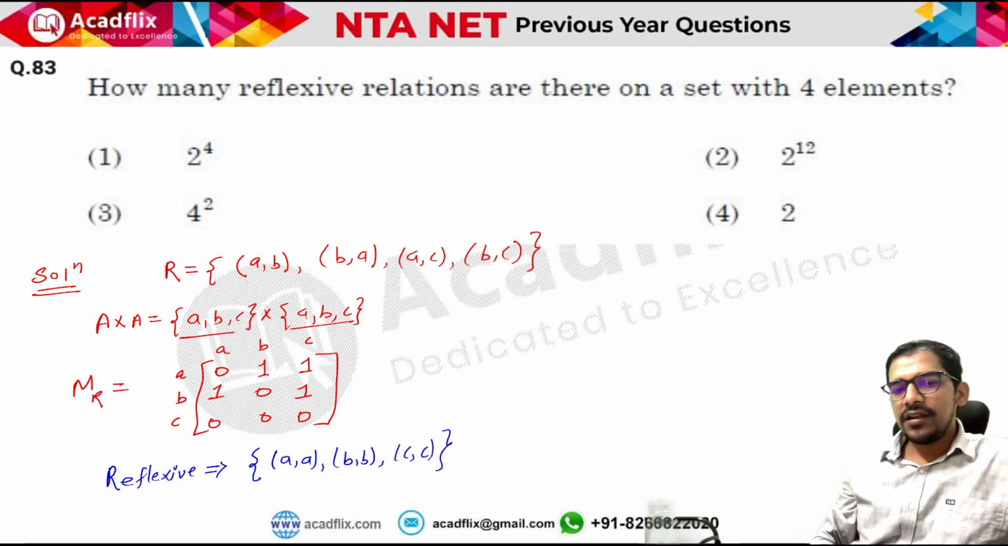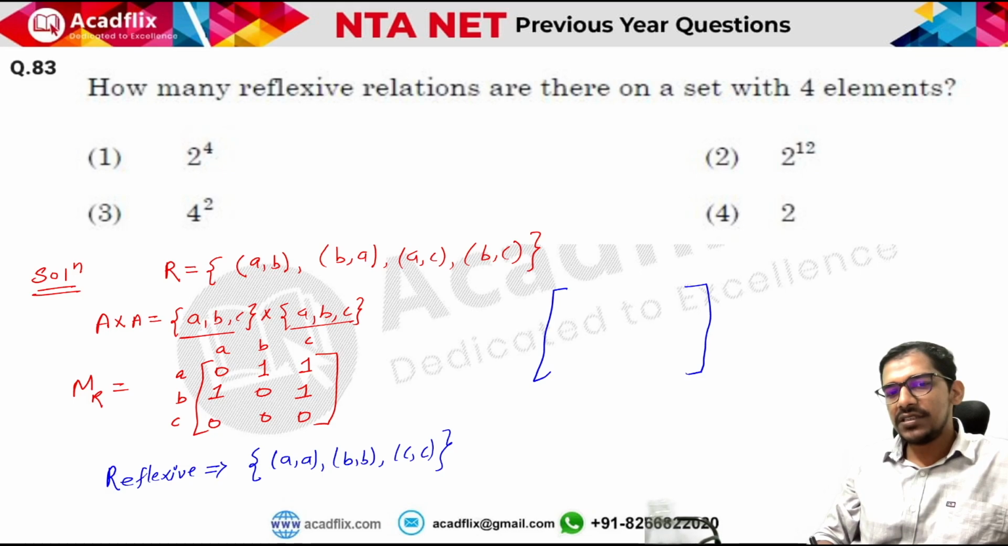You will notice that in the case of a reflexive relation, we will have ones in the diagonal. For example, let us say these are the 3 elements A, B, C and A, B, C, right? Now AA needs to be in the relation, so this needs to be 1. AB may or may not be in the relation. That means it has 2 choices, either AB is in the relation or AB is not in the relation, that is 1 or 0.